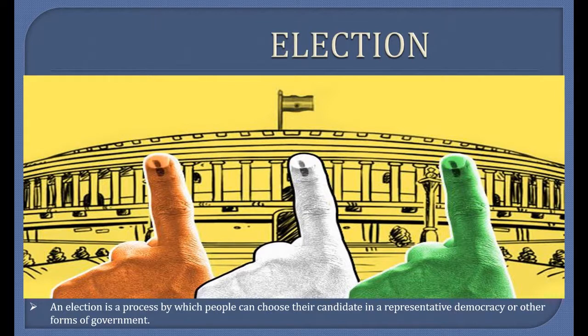The entire process of election, from declaring the date of the election to the declaration of the result, is carried out under the direction and the control of the Election Commission. The election process is an inseparable component of a comprehensive democratic process.